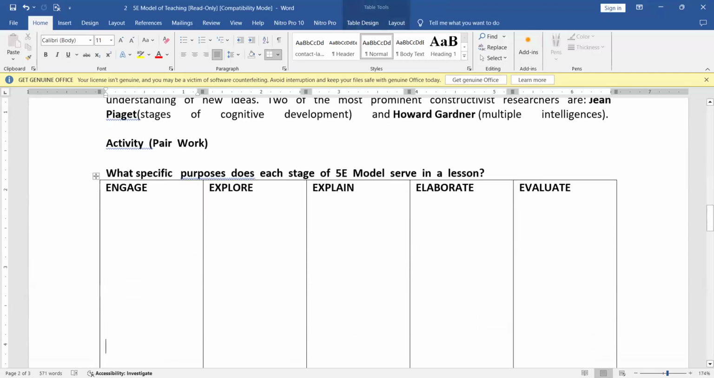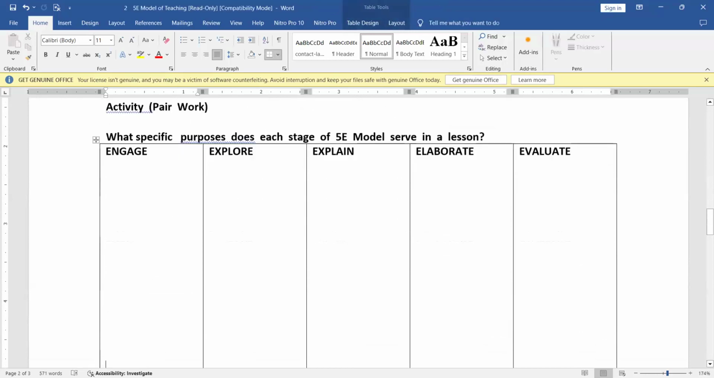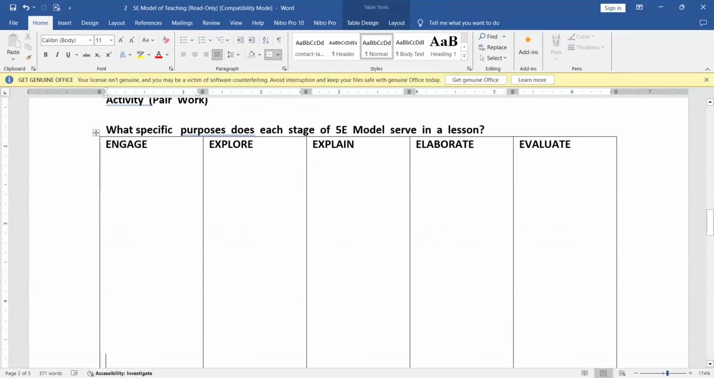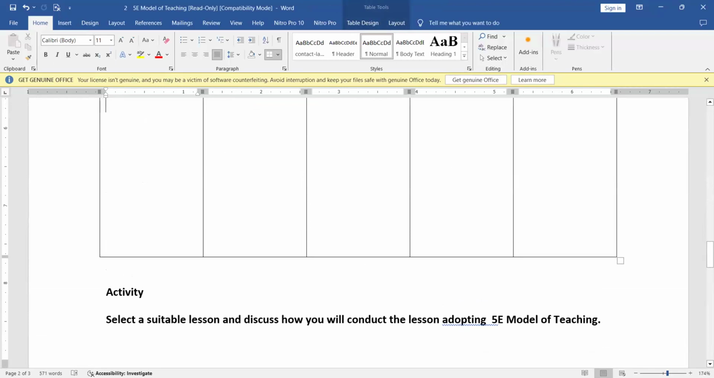And here you can see constructivism, the 5E model grounded on constructivism, and the 5 stages of the 5E model, and what purposes and what special characteristics are there in the 5E model of teaching. And I gave you examples from history, science, and English. Is there anyone who can give an example from some other subject or any other subject that you would like to talk about?